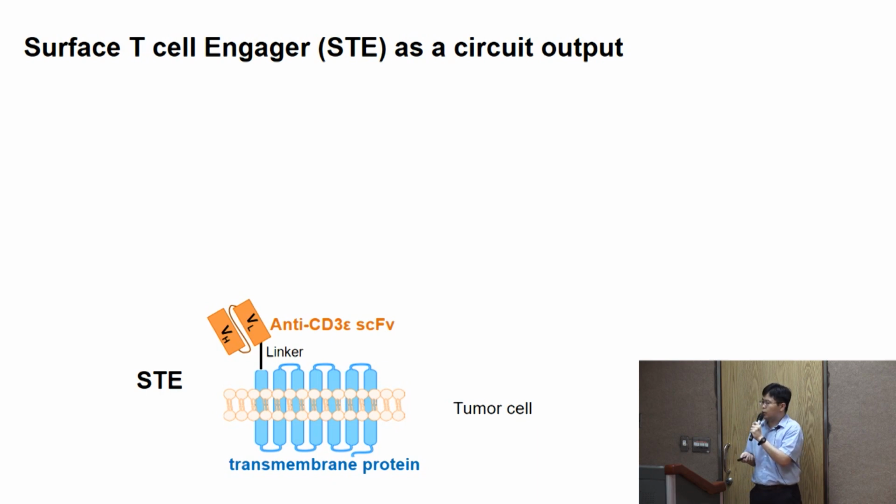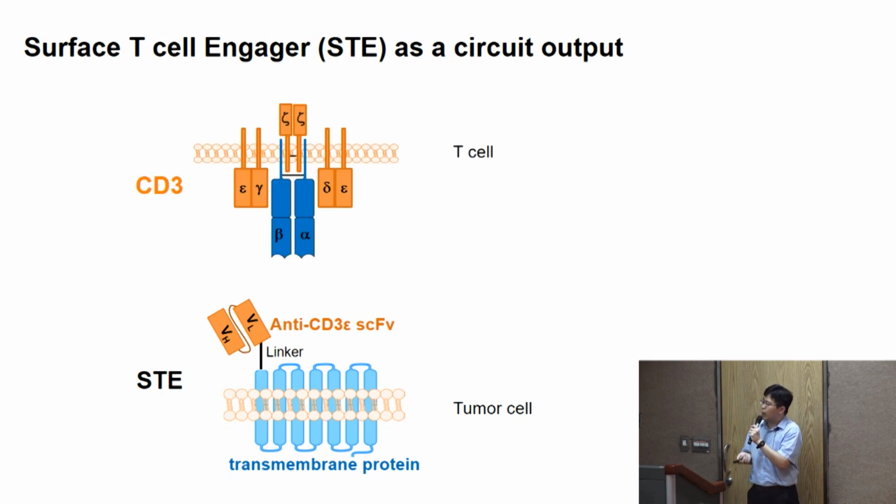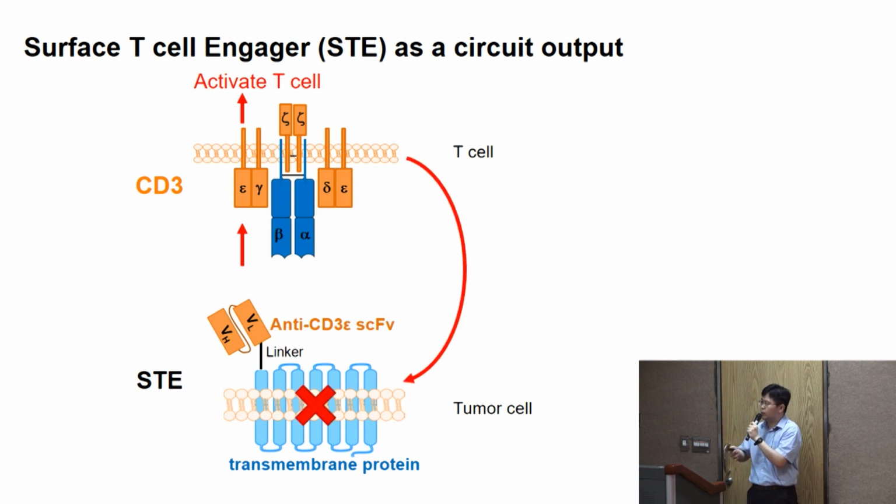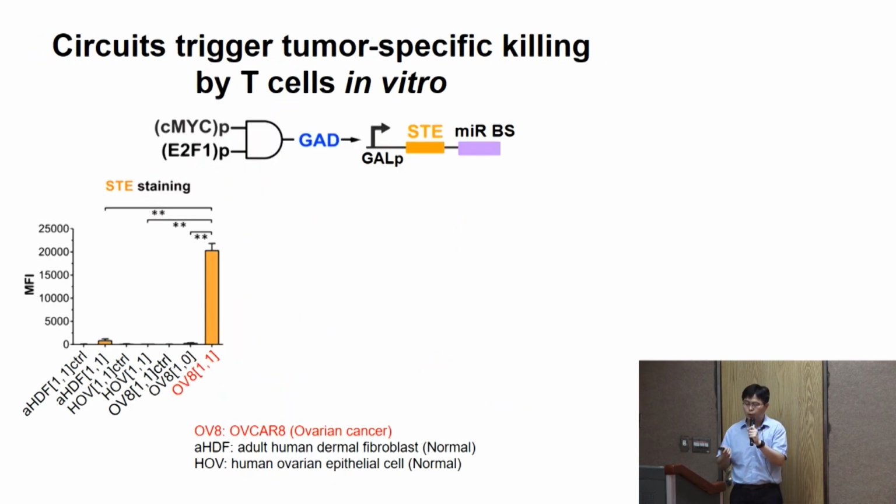And upon expression on the tumor cell surface, STE can bind to the invariant portion of a T cell receptor and directly activate the T cells that it binds. And the T cell can directly kill the tumor cells that bind to it. Because this interaction is independent of the antigen specificity of the T cell receptor, STE can be seen as a universal antigen. So now we have a circuit that can trigger a therapeutic output.